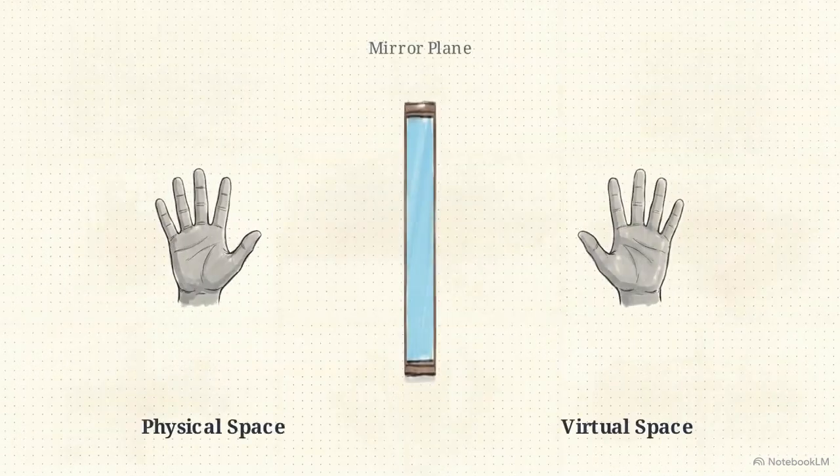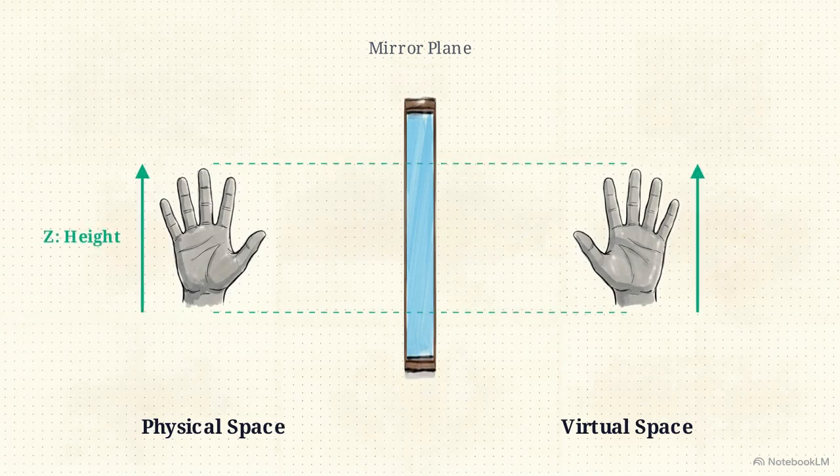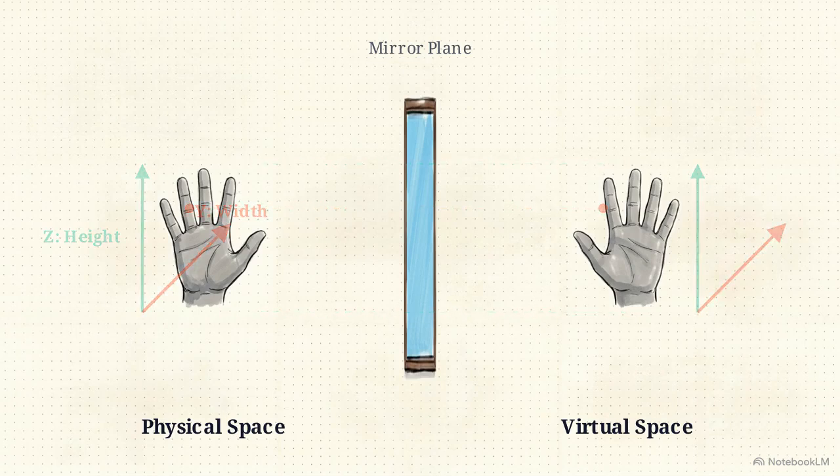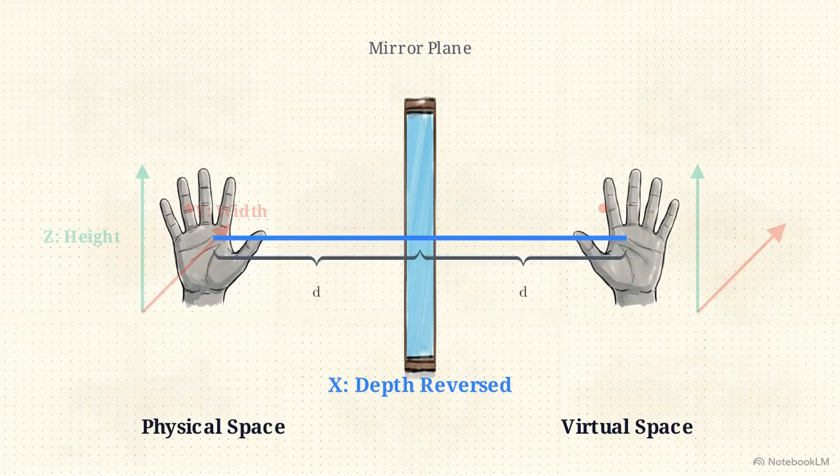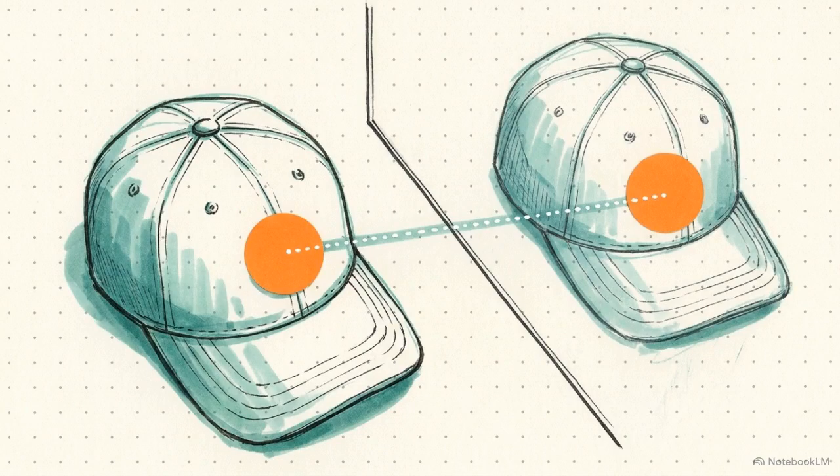If we map the vertical and horizontal axes, we see that the physical right hand and the virtual right hand align on the same side of the room. The mirror only changes one thing. It reverses the perpendicular front-to-back axis, pulling the 3D geometry inside out. Because every point is mapped directly across the mirror plane, no lateral left-right swap occurs.